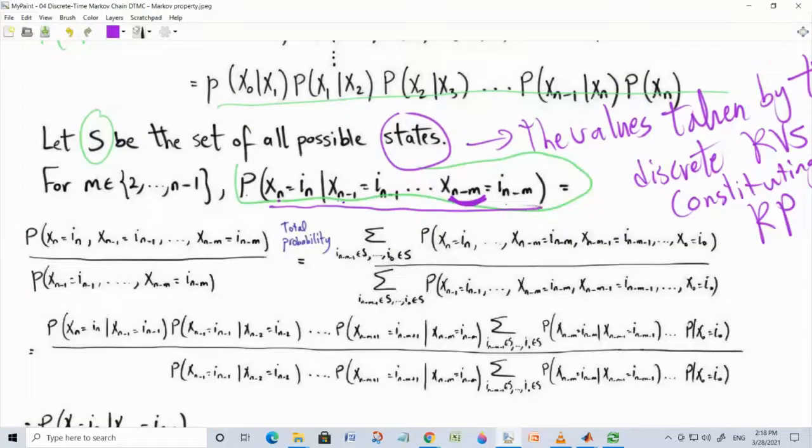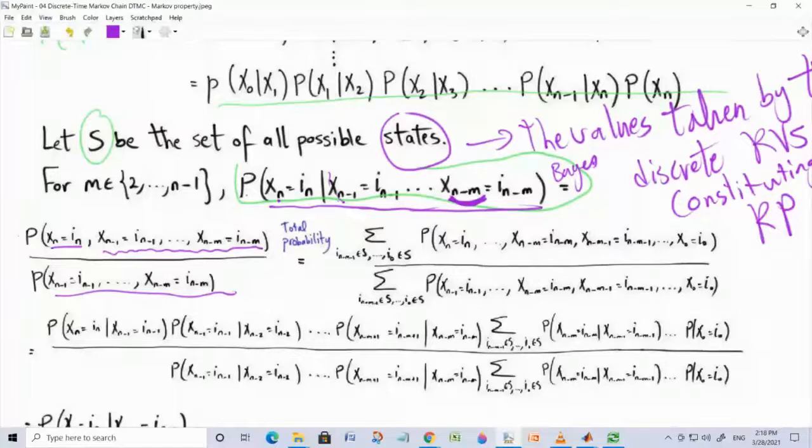Here is the story. Take this conditional probability and use Bayes. I can write down this conditional probability as a joint: x of n is equal to i n, and then the other guys here. Then in the denominator we will have the probabilities of those guys. So Bayes: probability of omega given gamma is probability of omega and gamma divided by the probability of gamma. Then apply the law of total probability.